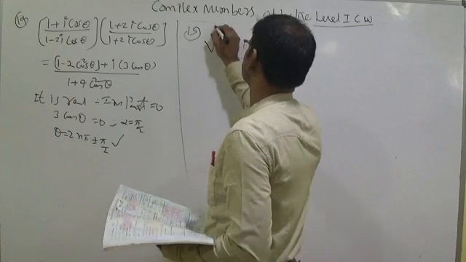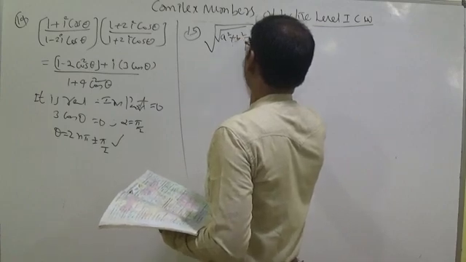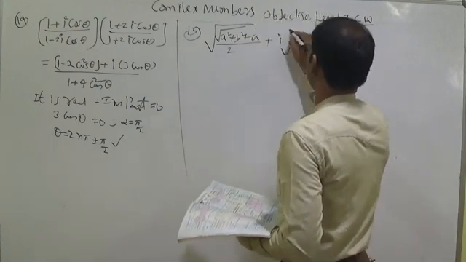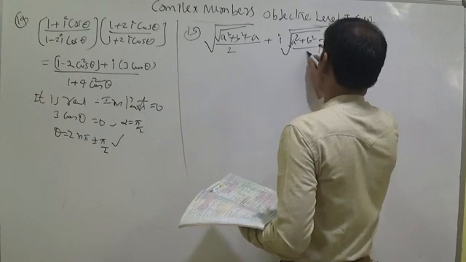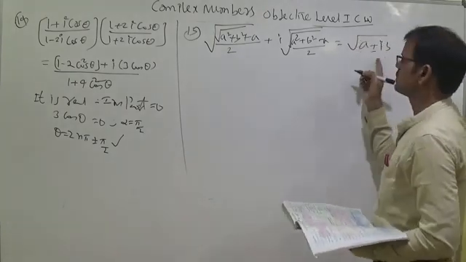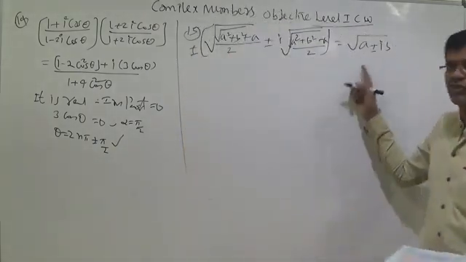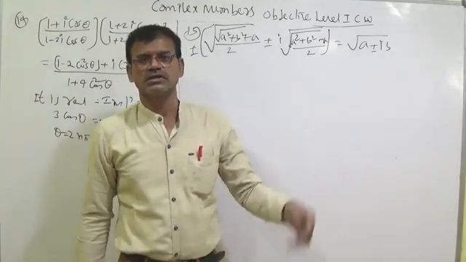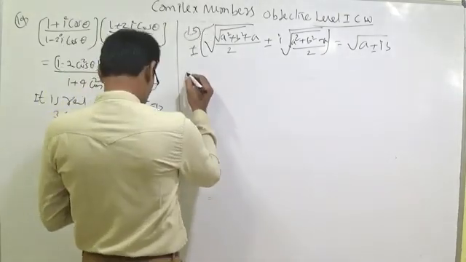15th one, let us remember the value of the root like this. Root of A plus IB is root of (A square plus B square plus A) by 2, plus I into root of (A square plus B square minus A) by 2. Of course, if minus is there in the middle, you can get minus here. For this total overall, you can write plus or minus. So root of A plus or minus IB is equal to plus or minus square root of (A square plus B square plus A) whole by 2, plus or minus I into root of (A square plus B square minus A) whole by 2. Using this one, apply the formula for everything.